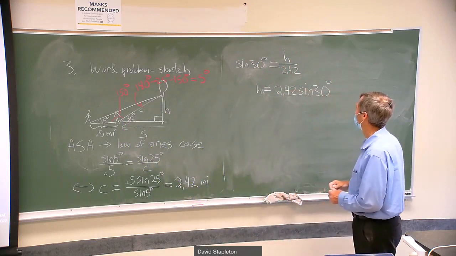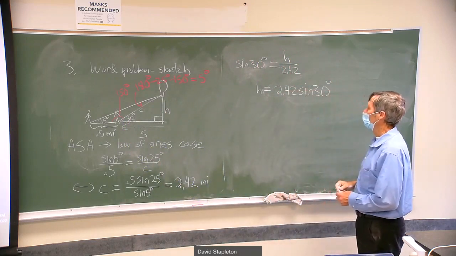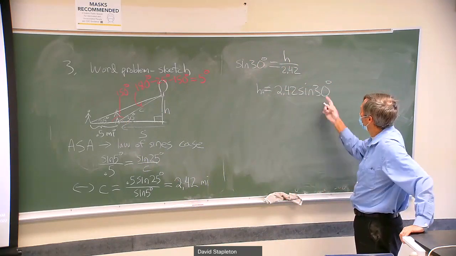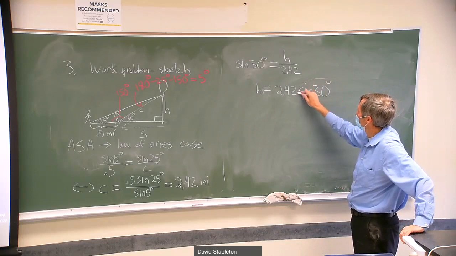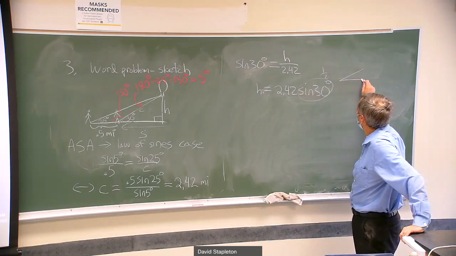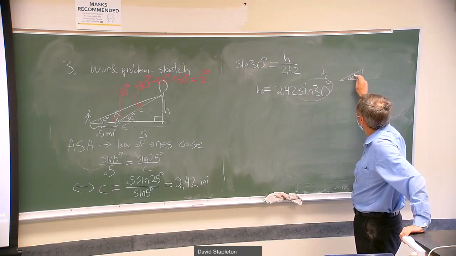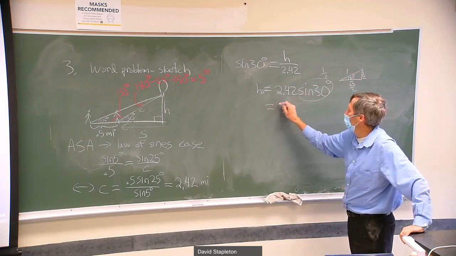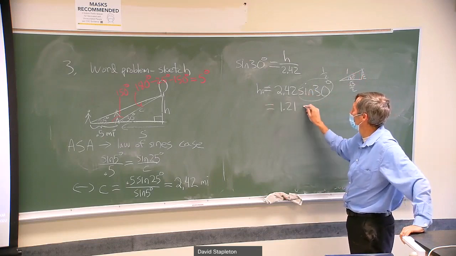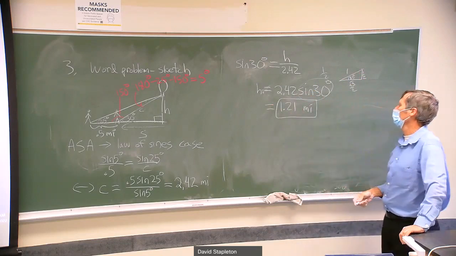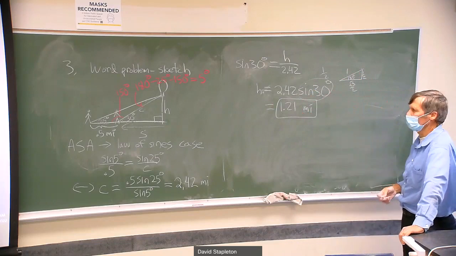Now, you can, if you want, run this in your calculator, but once in a while you're lucky and get a special angle. I remember the sine of 30 degrees is a half. I have this triangle here, 30 degrees, 1/2, square root of 3 over 2, and 1. So all I have to do is multiply this by a half, and it's 1.21 miles. Use the calculator, or if you recognize a special angle, sometimes use that.